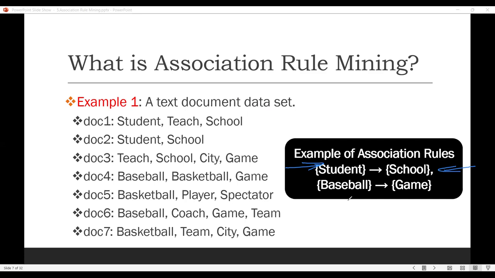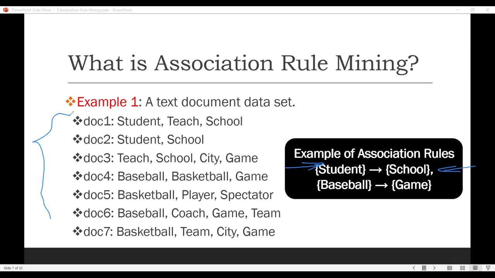Not only for business, we have so many applications for association rule mining. The important thing is that we are extracting meaningful patterns from a particular business, web documents, or different industries. We are extracting hidden patterns from a set of transactions. For that purpose, here we are using these 7 documents.